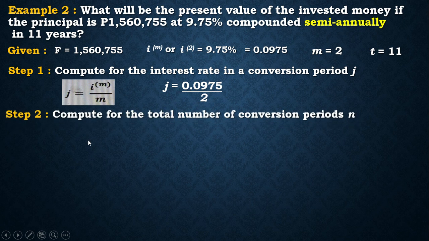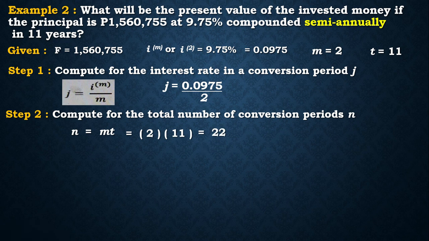Step number 2, compute for the total number of conversion periods N. So, ang N daw natin is equal to MT or the frequency conversion times the term or time in years. So, imumultiply po natin ito. I-substitute po natin yung M. That is equal to 2 kasi semi-annually. Ito po yung M. And then the T, times 11. And 2 times 11, that is 22.